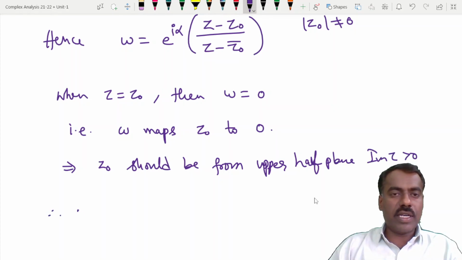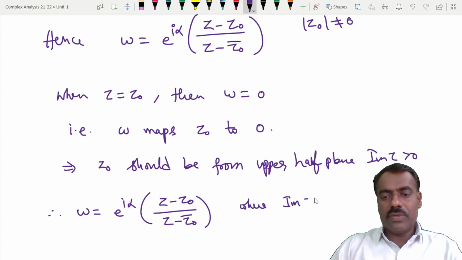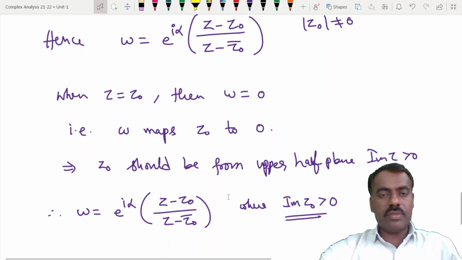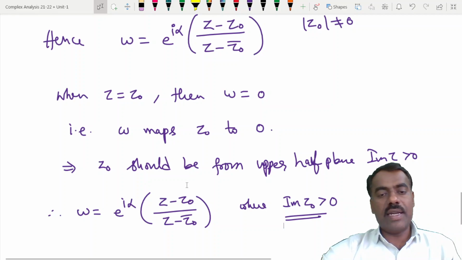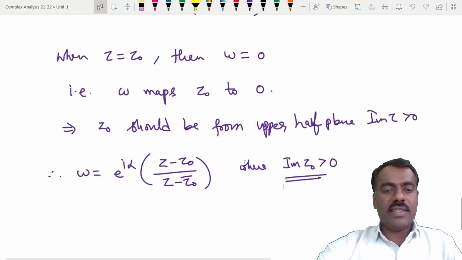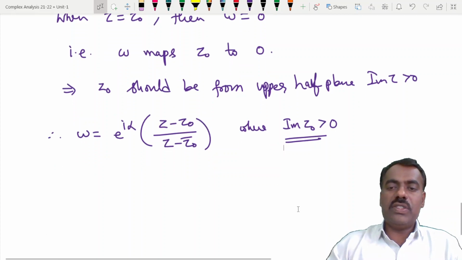So what are the conditions we got? w is equal to e power i alpha times (z minus z0) upon (z minus z0 bar), where the imaginary part of z0 is greater than 0. If we want the upper half plane to be mapped to the interior of the disk and the boundary to the boundary of mod w equal to 1, then this is the linear fractional transformation which we require.